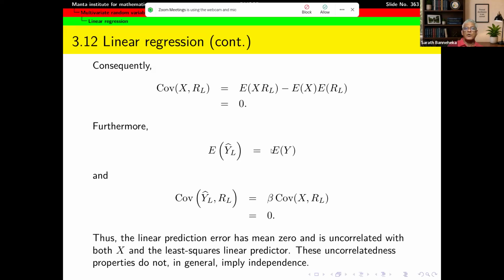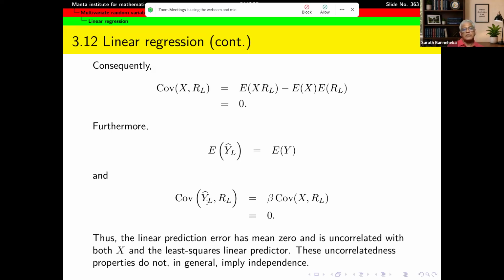So you originally have a random variable. Now, the expected value of the predictor is also the same as the expected value of y. That is also a good property. Otherwise, if the predictor on average is quite different from the average of y, it's not a good property of the predictor. Right? But here, the predictor and y are the same on average.